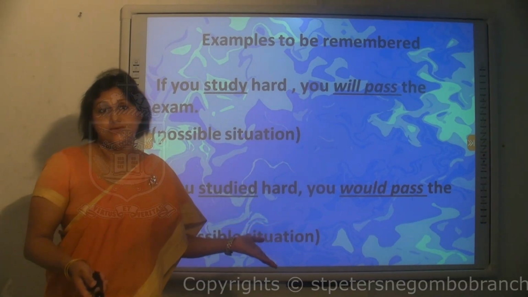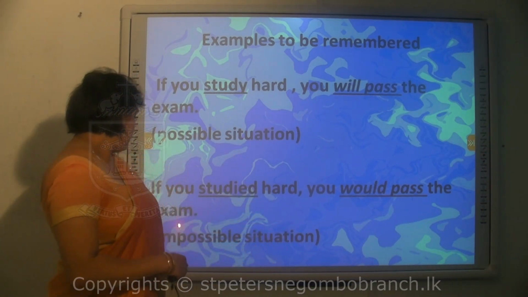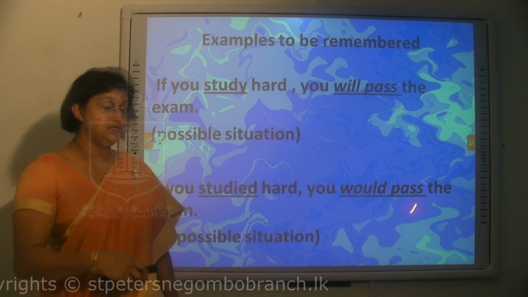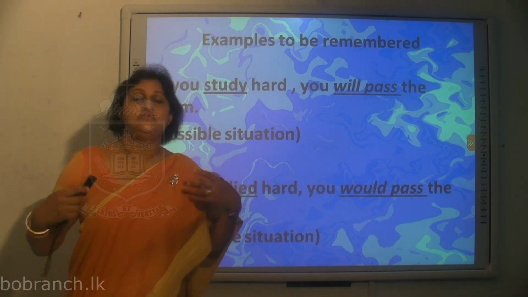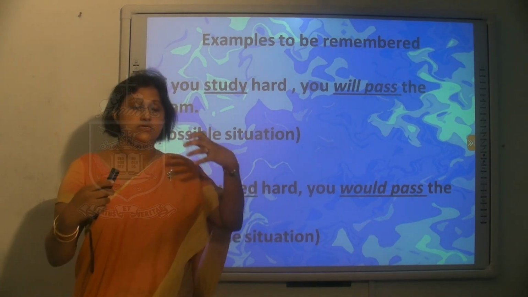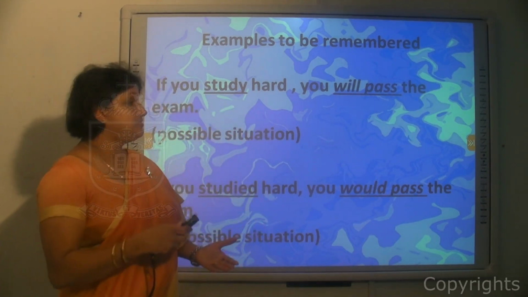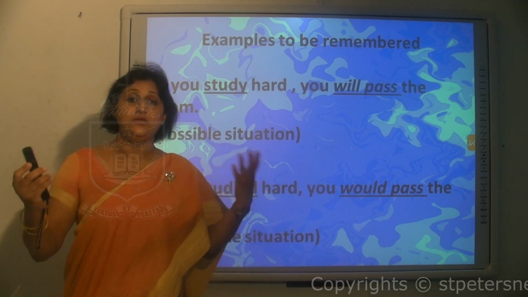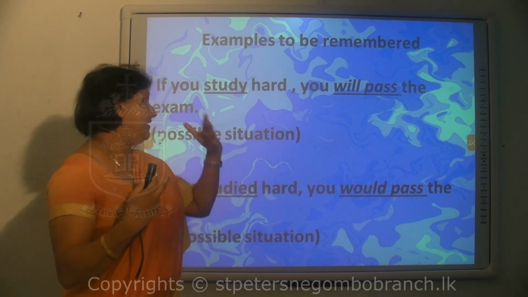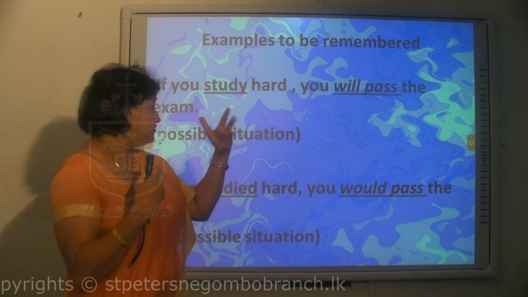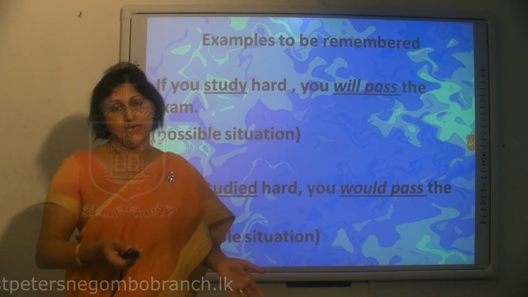So you are imagining the situation. If you studied hard, you would pass the exam. If not, you are going to fail the exam. So this is an imaginary situation. In conditional type 1, we talk about possible situations. Secondly, we talk about an imaginary situation. That is, you are imagining that if you studied hard, you would pass the exam.